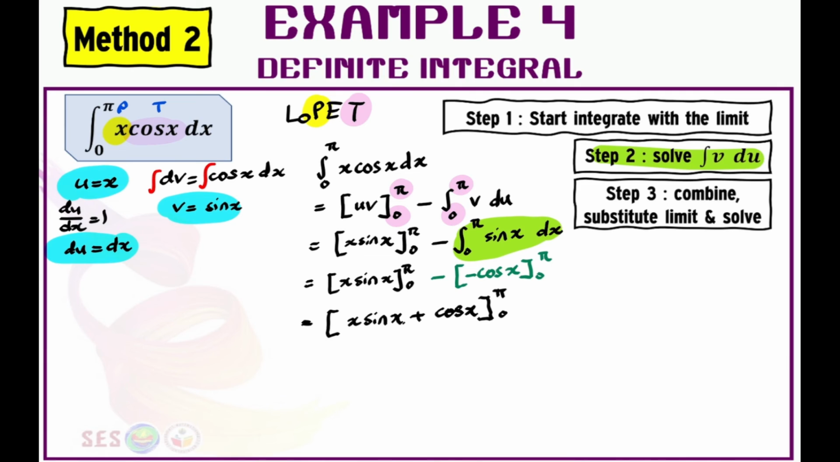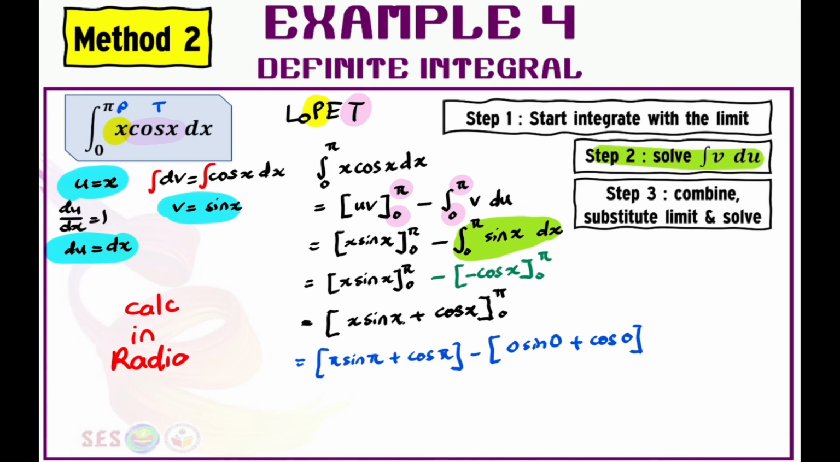So as usual, upper limit minus lower limit. So I substitute the upper limit. It's pi sine pi plus cos pi minus 0 sine 0 plus cos 0. Okay, so when you work trigo with pi, make sure your calculator is in radian mode, okay? Because our angle now is in pi.